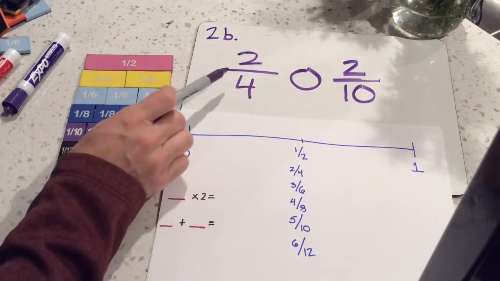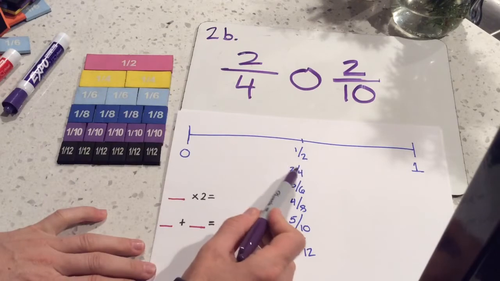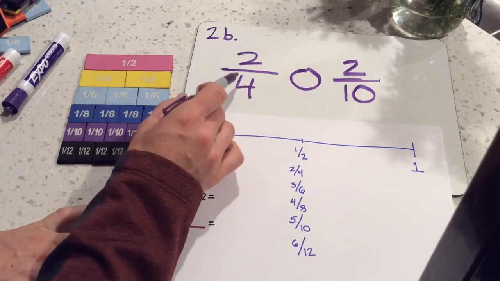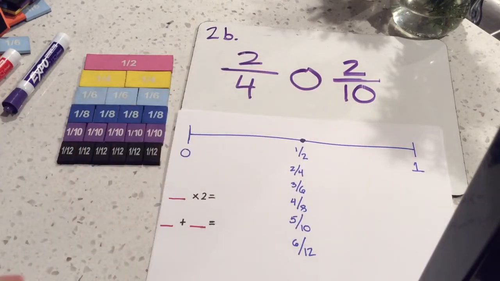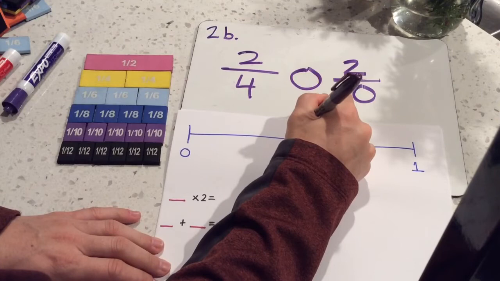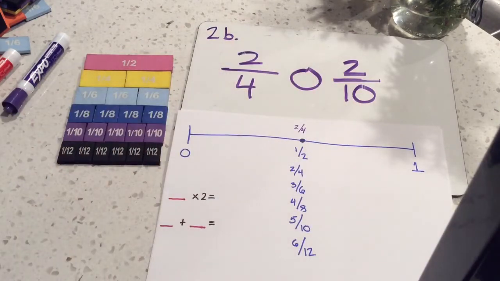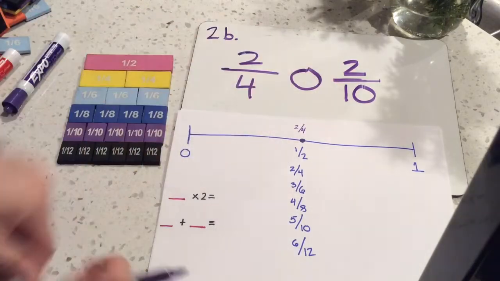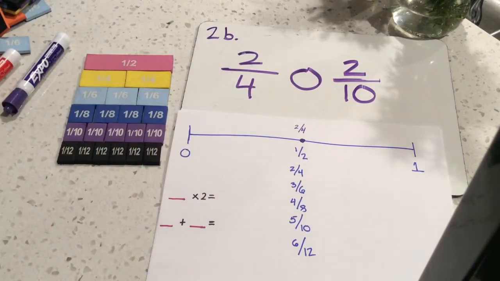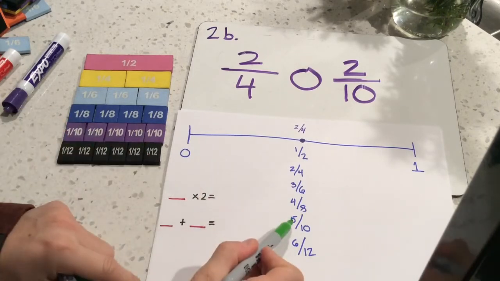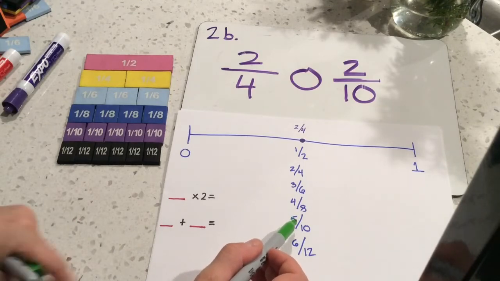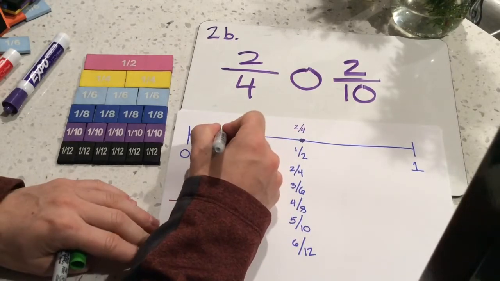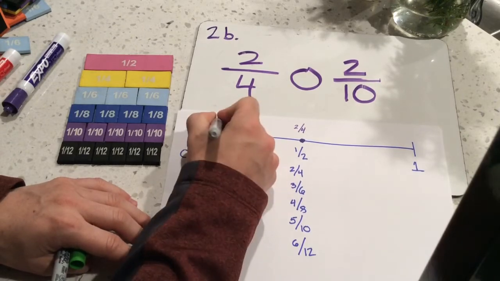So my first fraction was 2/4. And here I have 2/4. So I know that this fraction on the left is going to be right here, and I'm going to put a little dot right on my number line there. So there's 2/4. And my other fraction is 2/10. Well, if I know that 5/10 is the same as 1/2, 2/10 is less than 5/10. So I know that 2/10 must be somewhere over here.